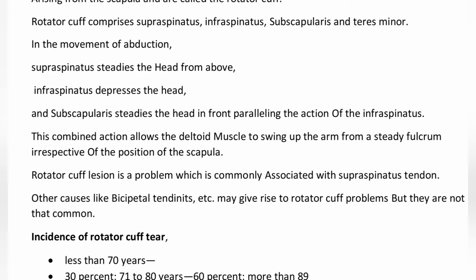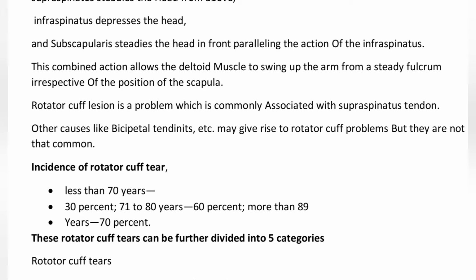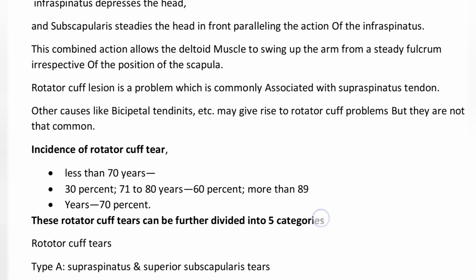What is the incidence of rotator cuff tear? In patients who are less than 70 years old, it is 30%. In patients between 71 to 80 years, it is 60%. If the patient is more than 80 years old, then they have a 70% incidence of rotator cuff tear.